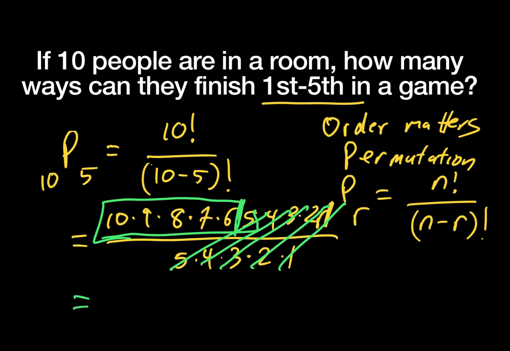And that would be how many different ways 10 people can be, let's see, 10, 5, 30,240. There are a lot of ways for 10 people in a room to come in first through fifth place.